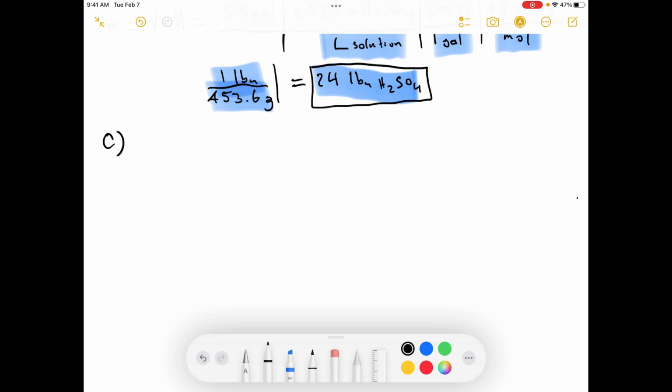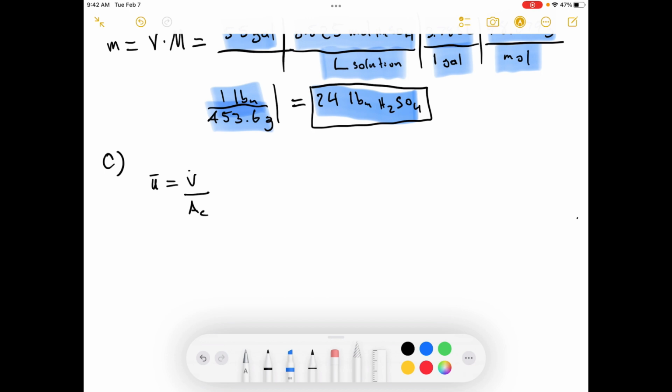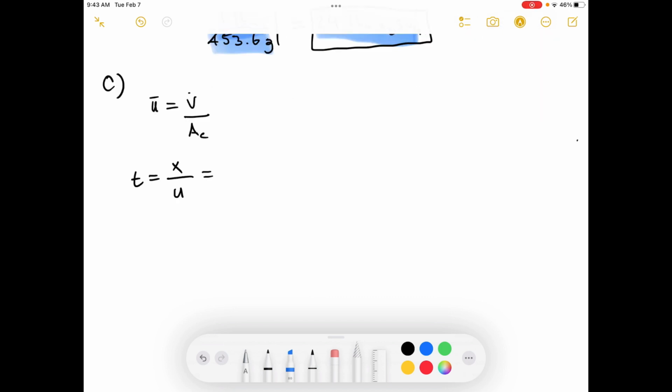then we need to look at the different flow rates like it just described. So the problem statement just said that the velocity of the solution is equal to the volumetric flow rate divided by the cross-sectional area normal to the direction of flow. If we want to know how long something is going to take, like we did before, we need to look at the distance that something is traveling divided by the velocity.